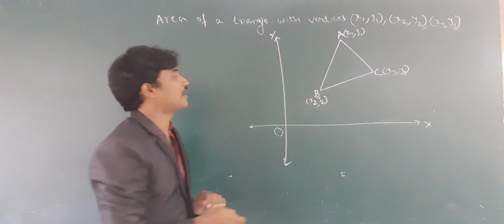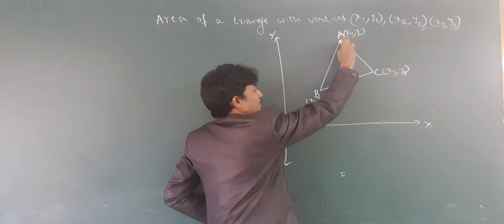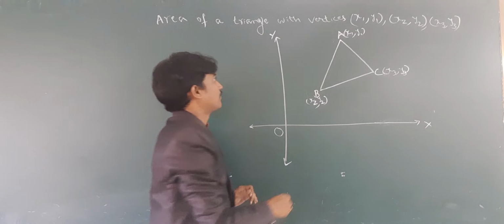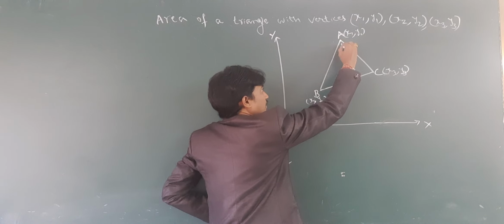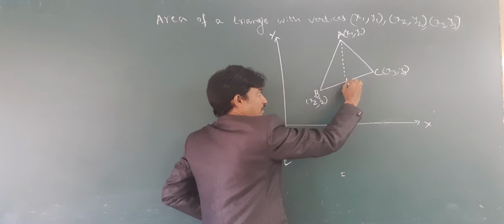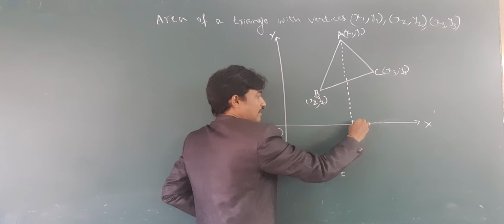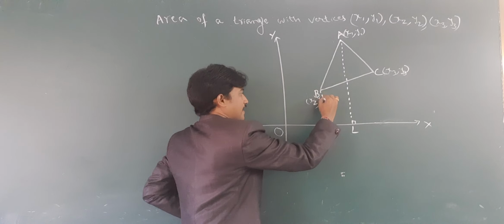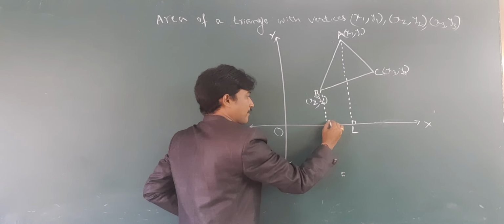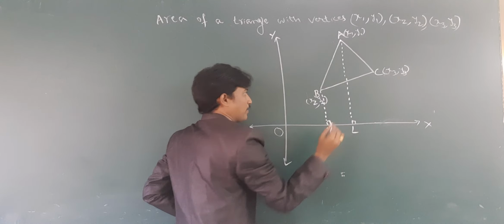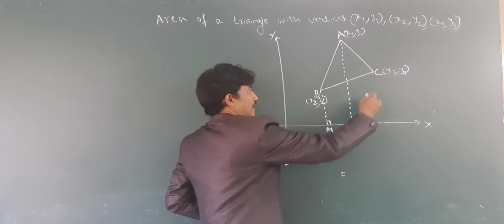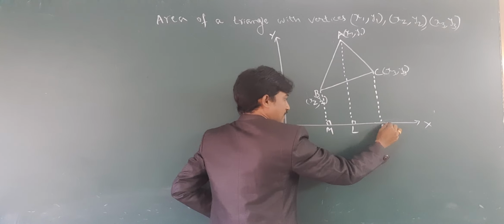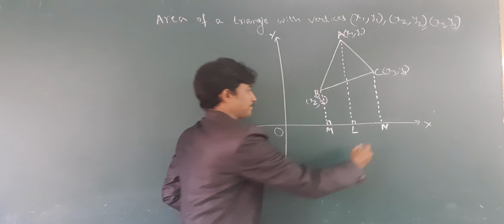First of all, I draw perpendiculars from A, B, C to the x-axis. Draw AL perpendicular to the x-axis, BM perpendicular to the x-axis, and CN perpendicular to the x-axis.